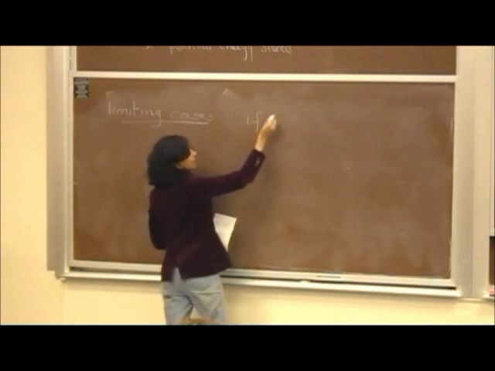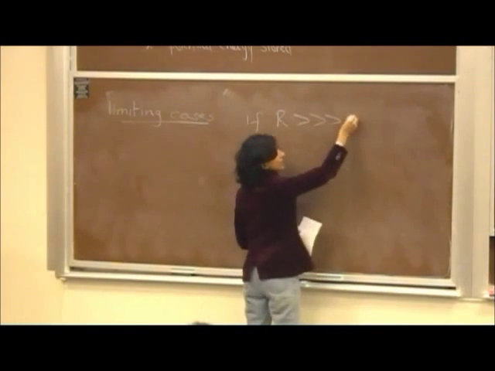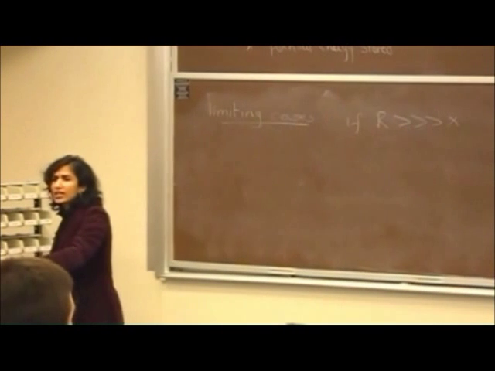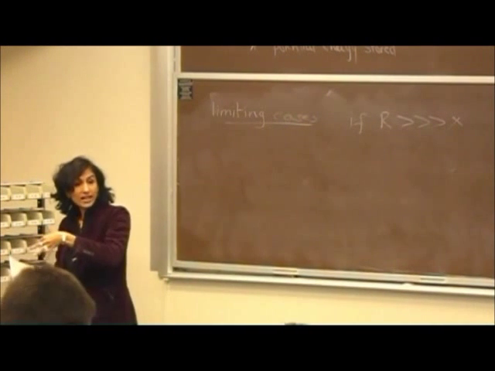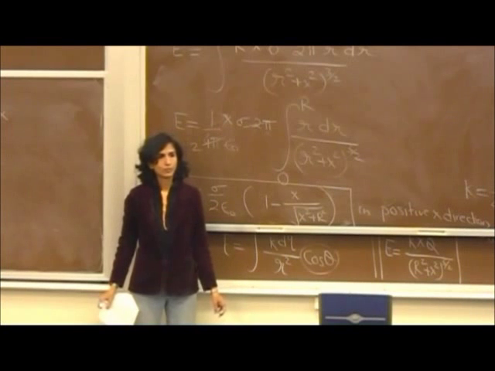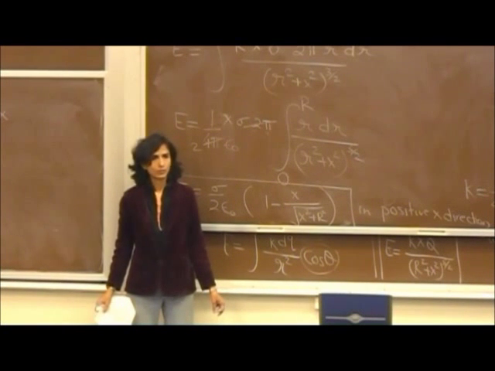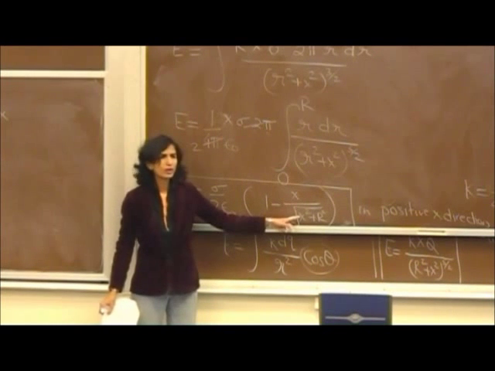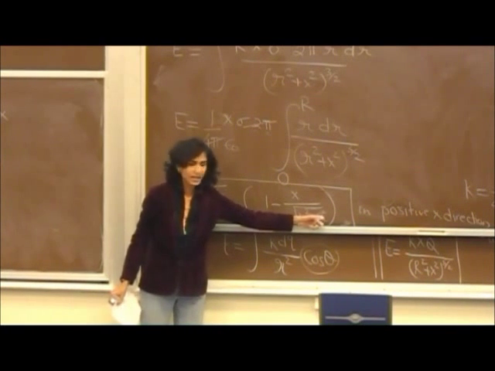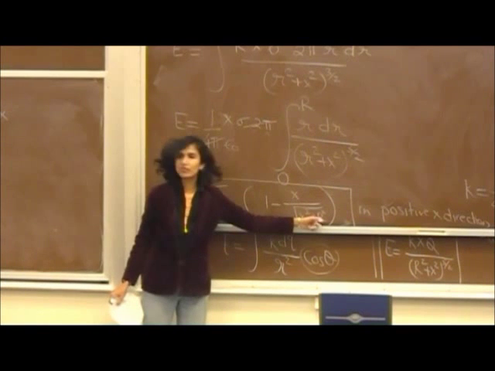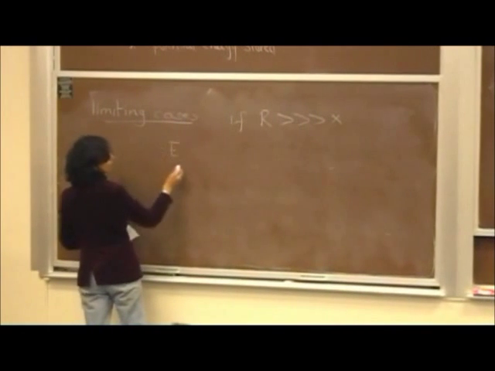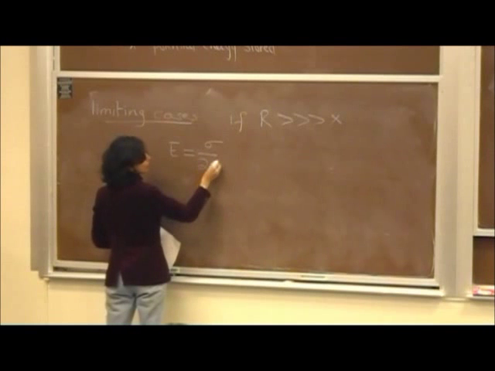So if R is way, way, way bigger than x, that means the disk has a huge radius. You're talking about a huge disk, and you're looking at a point that's not too far away from its axis, right? Then what do you think happens? Yeah, can we pretty much throw out this term here? You know, if R is a lot bigger, this is like R is $1 billion, and this is 1 cent. 1 cent divided by something which has $1 billion in the denominator, do you see that's almost zero? So in this case, electric field magnitude will be sigma over 2 epsilon 0.